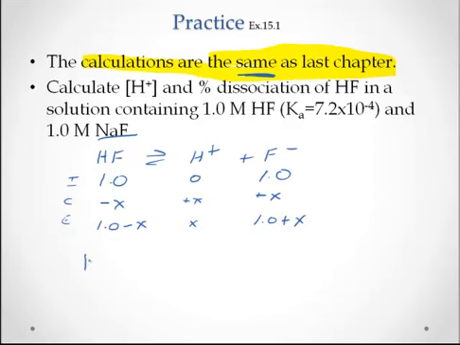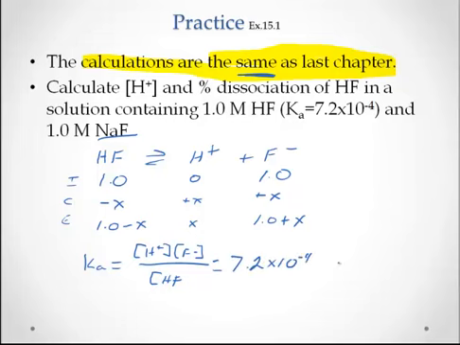Now that I've got that, what do I do? Well, of course, like the good old days, in the last chapter, I go Ka equals, and actually, you know what, I'll write it out there, just because I should. F minus, right? All over concentration of HF. Okay. And that equals, what did I say? Oh, it's right up there. 7.2 times 10 to the negative fourth. All right. And then that of course equals X times 1.0 plus X all over 1.0 minus X.